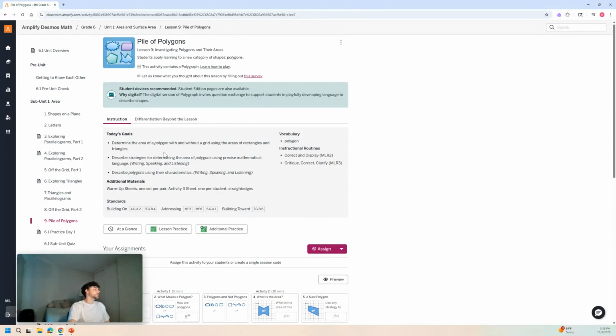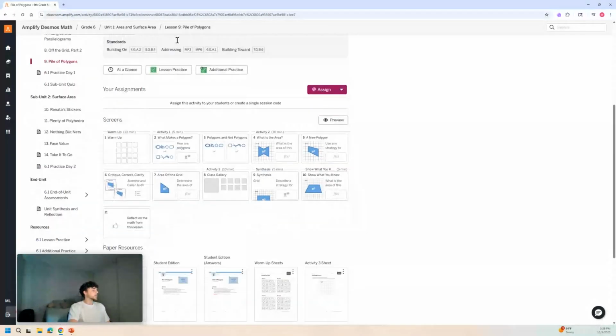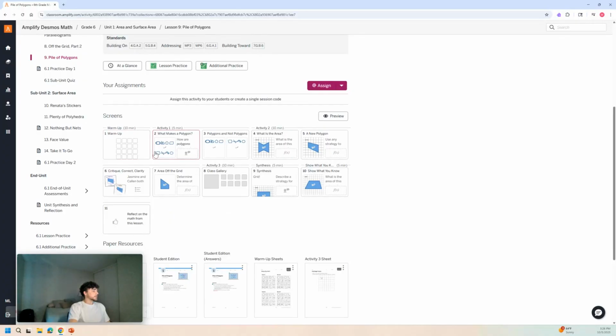Now I'd like to give you 15 minutes to complete the Amplify Desmos lesson, Pile of Polygons. You can sign into the Google Classroom or through the Amplify app, and you will see this assignment posted. You're going to work with a partner. You're going to explore polygons and shapes that are not polygons, and then you'll practice finding the area of some shapes. This is an opportunity for you to explore.